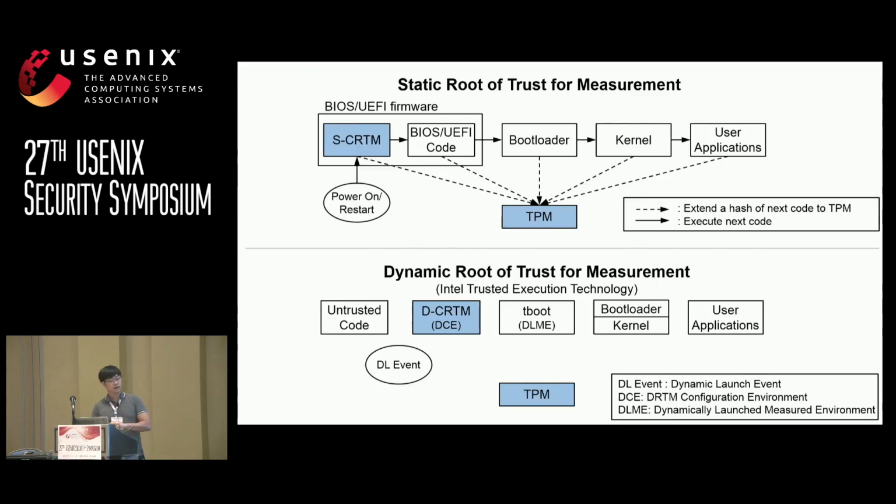Take a look at the lower part, DRTM. The dynamic chain of trust starts with a dynamic launch event, or DL event. The DRTM configuration environment preamble, DCE, performs the initial configuration and prepares the DRTM process. As the DRTM process starts, the DCE is executed as a dynamic CRTM and extends hashes of next code to the PCRs. After that, DCE transfers the control to the initial part of boot components called the dynamically launched measured environment, DLME. In this example, DLME is tboot, Intel's open source implementation of Intel Trusted Execution Technology. DLME and other components do the same behaviors as the DCE.